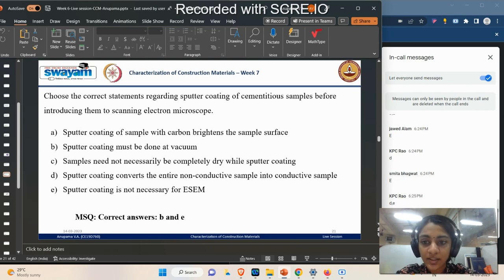Now, sputter coating of sample with carbon, it actually darkens the sample surface. So option A is wrong. Option B, as I told, it's correct. Then option C is wrong because it has to be completely dry while sputter coating. Then it cannot convert the entire sample into conductive sample. Then option E says that it's not necessary, which is a true statement. So the correct answers are option B and option E. Okay. Let's move to the next one.